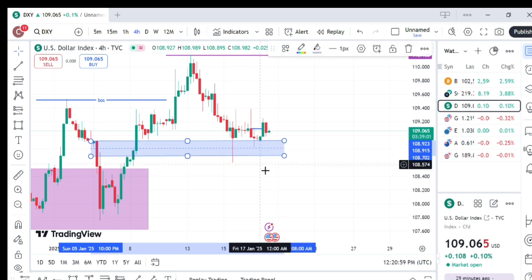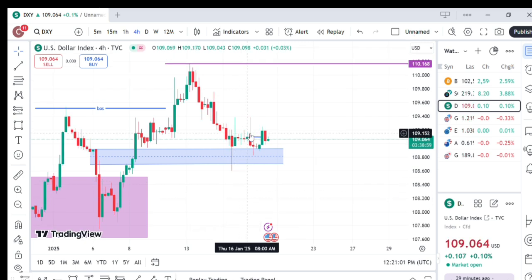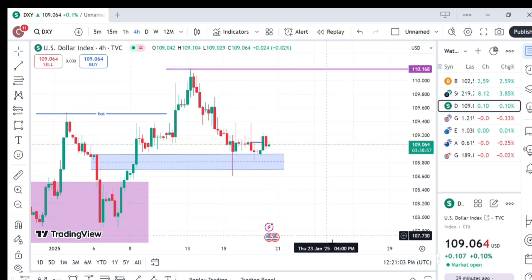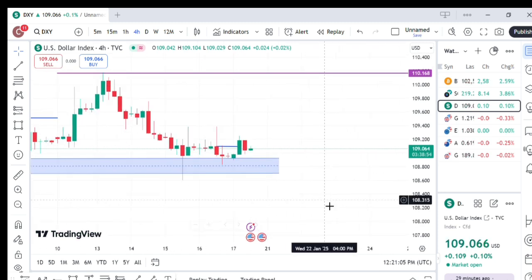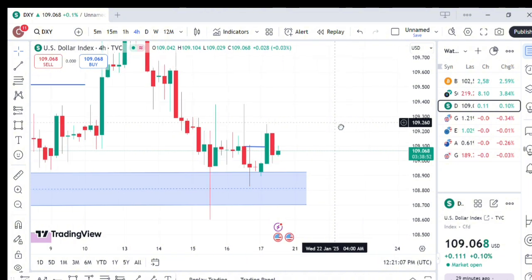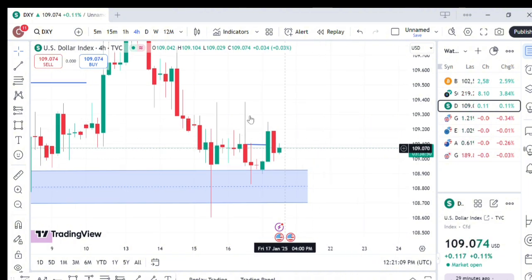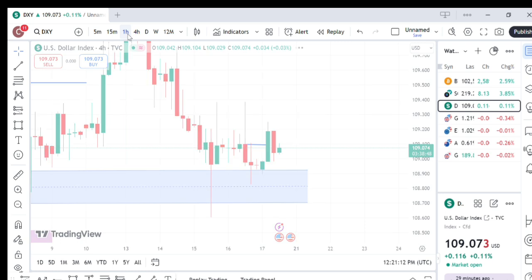So this is actually our point of interest. We're expecting price to start going up from here. But in looking at this chart, we can't really find entry here. So what we do, we scale down to the 1-hour time frame.